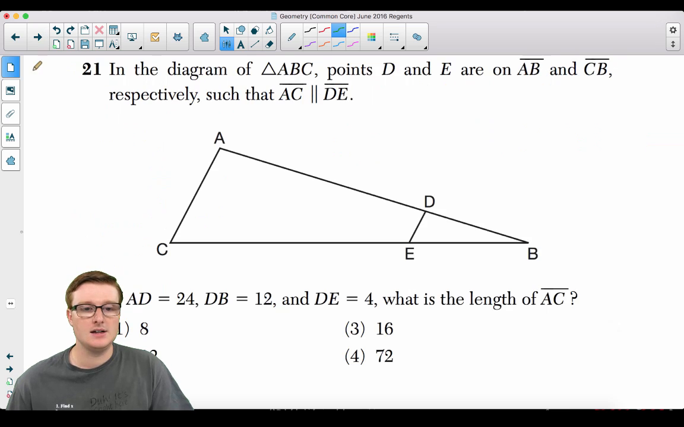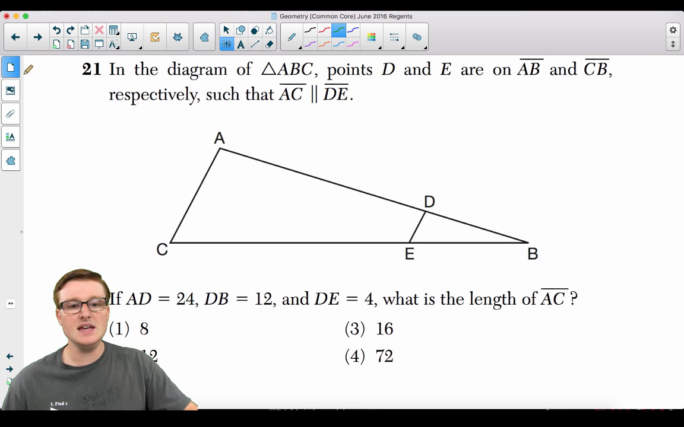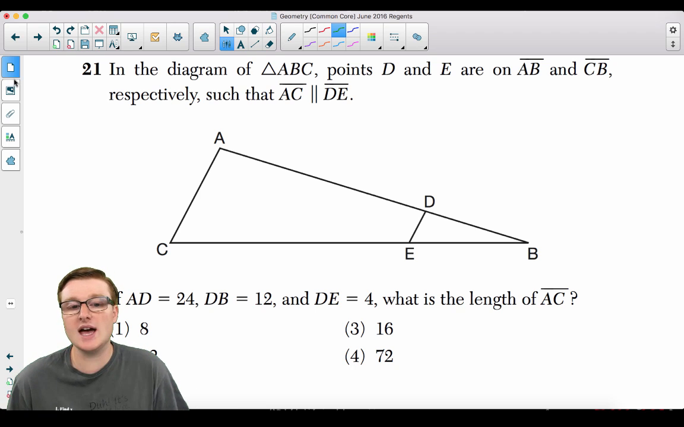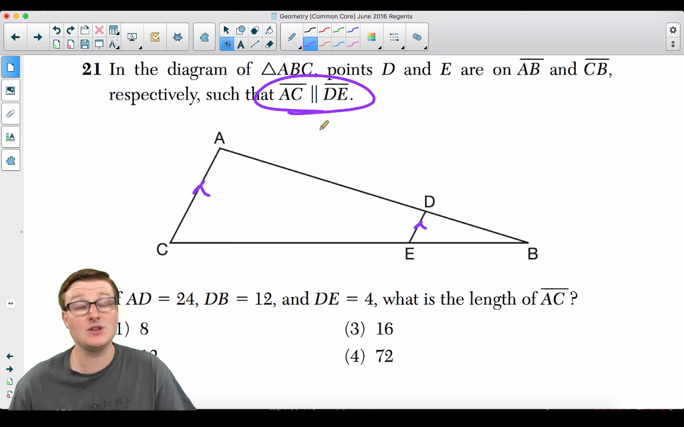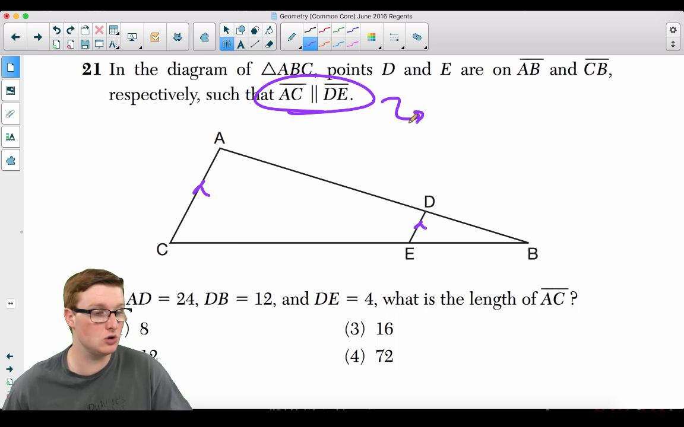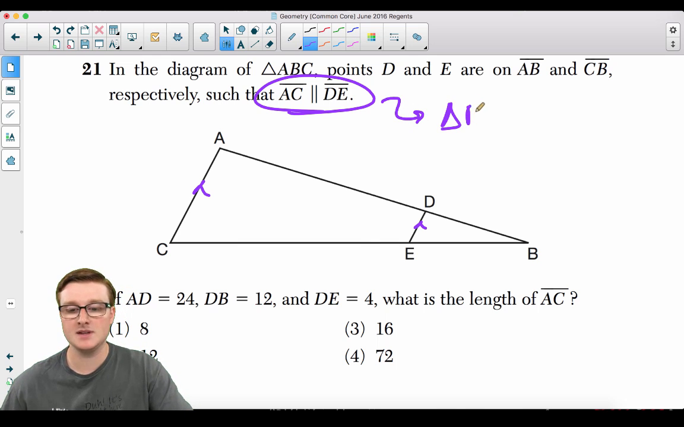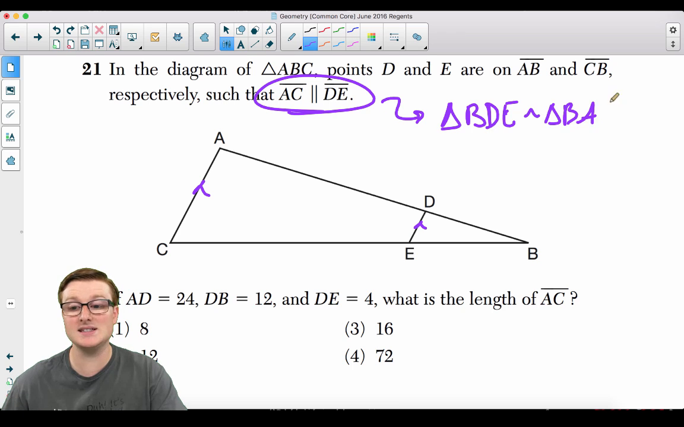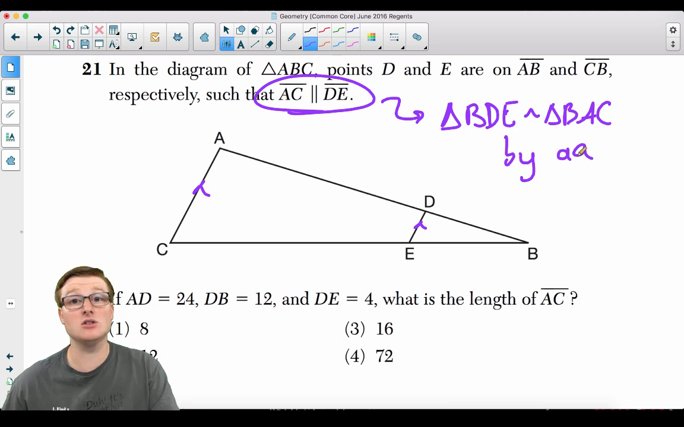All right. Number 21. In the diagram of triangle ABC, points D and E are on line AB and CB respectively, such that AC is parallel to DE. Remember what I've been saying for these questions. It says that AC is parallel to DE. Why are they telling you this? They're telling you this because they want you to conclude that triangle BDE is similar to triangle BAC by angle-angle similarity.